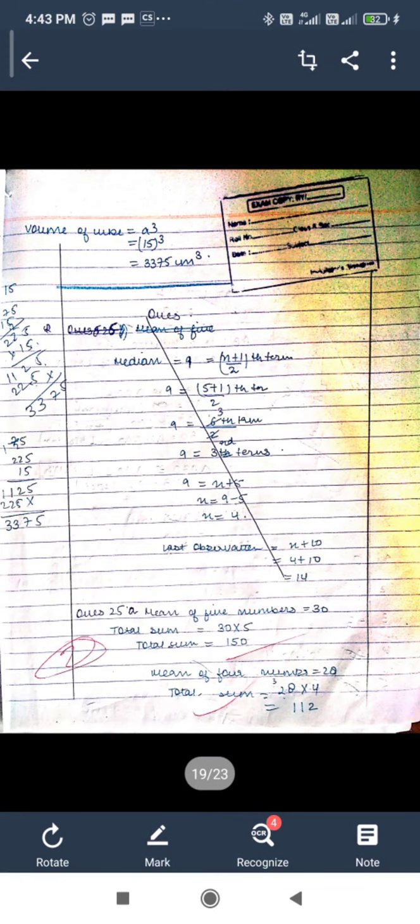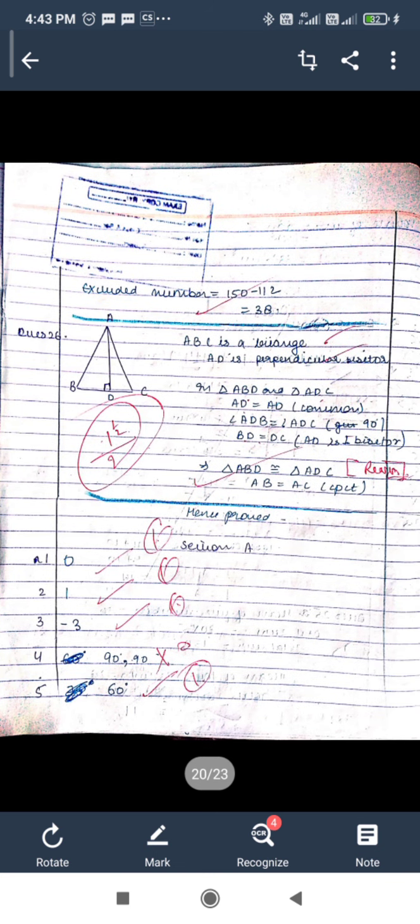This was the mean, median question, not in course. Now prove. We will draw a triangle ABC, we will draw the perpendicular bisector of AD, and then we will prove the congruency of ABD and ADC, so like this we will do.